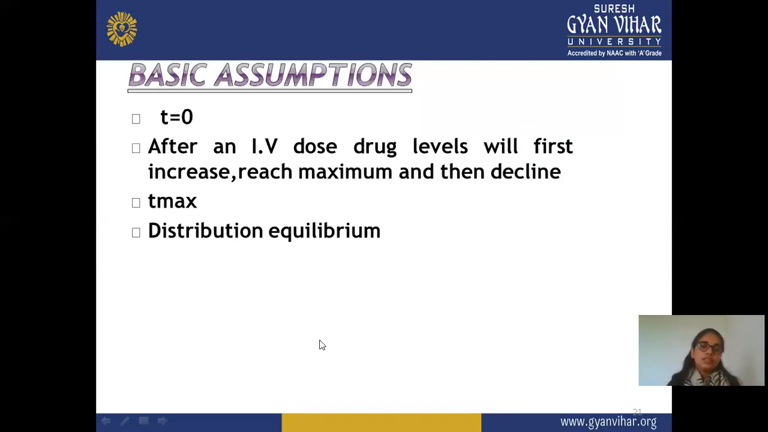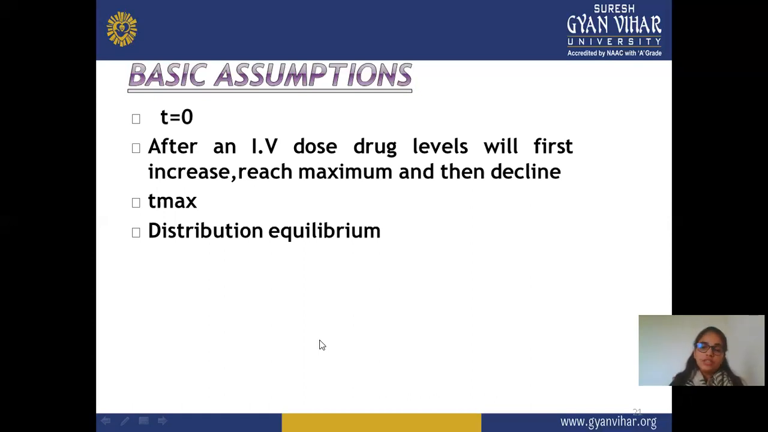Next is the basic assumption that t is equal to 0, means we are considering that time is 0, and the amount is 0. After IV dose, the level first increases, reaches a maximum and then declines. Means when we administer the drug by IV route, the concentration increases until it reaches the maximum concentration, and at a particular point it declines. This point is known as Tmax, the maximum time required for showing the peak concentration. At the peak concentration, the drug declines or slows down.